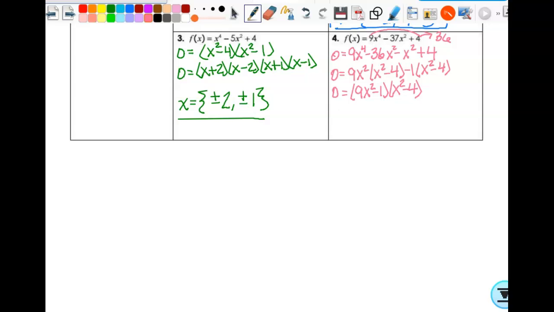Once I get to this point, can I factor some more? Can I factor both of them more? Yes. So this is 3x plus 1 times 3x minus 1 times x plus 2 times x minus 2. So my zeros: plus or minus 1/3, and plus or minus 2.